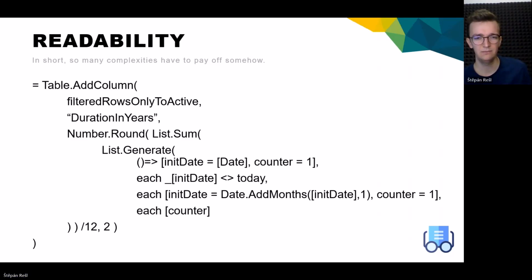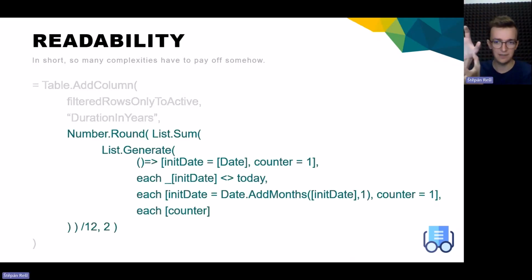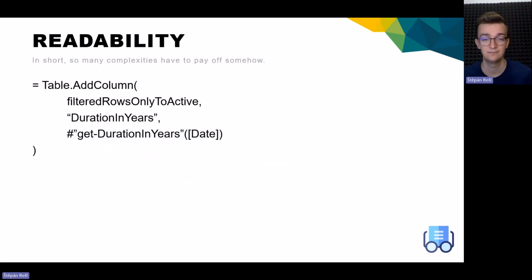Is it readable? It's very hard to read, isn't it? Even when it's formatted, currently it's formatted to at least have separate steps on separate rows, but unfortunately it's still very hard to read. If I change it a little bit, grab this part and create a custom function out of it, the result looks just like this. And now it's much more readable.